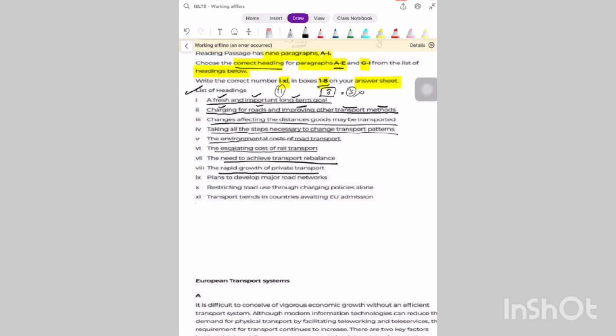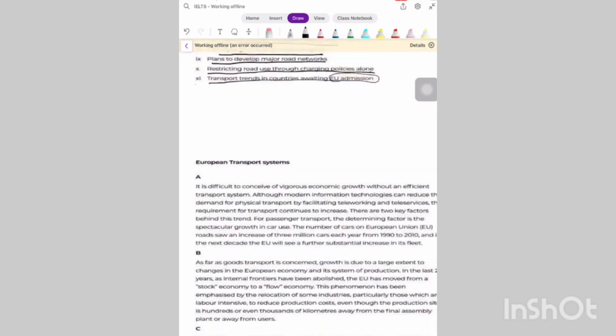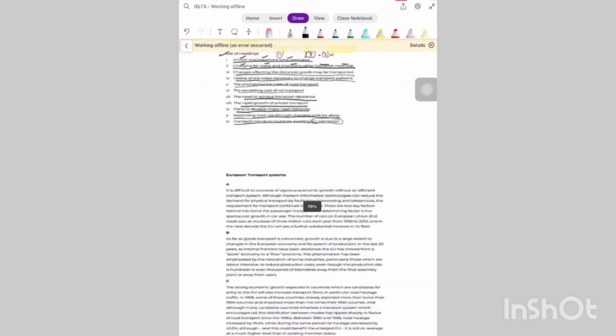The rapid growth of private transport. Plans to develop major road networks. Restricting road use through charging policies alone. Transport trends in countries awaiting EU admission. We have read the headings. We don't have to ratify them, and we will start with our first para.